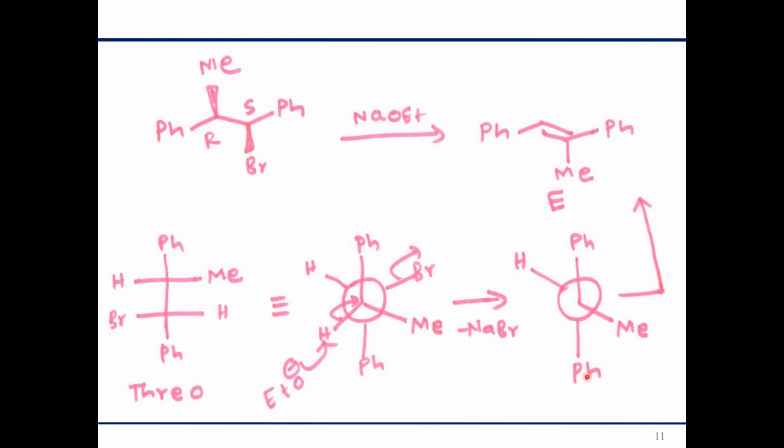Here you see both the phenyl groups are anti to each other. So I have drawn it like this with the anti phenyl groups. This reaction is a stereospecific reaction and also a stereoselective reaction because the erythro isomer specifically gave the Z isomer, and the threo isomer specifically gives the E isomer. Both are giving selectively different products, and this reaction is a stereoselective reaction.